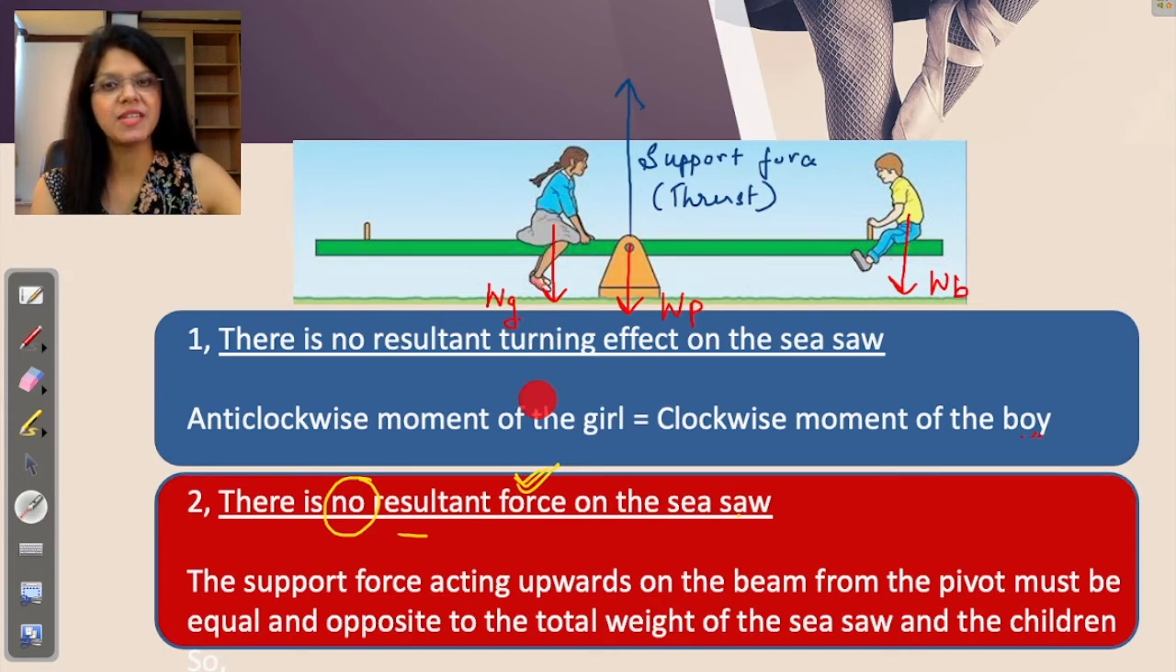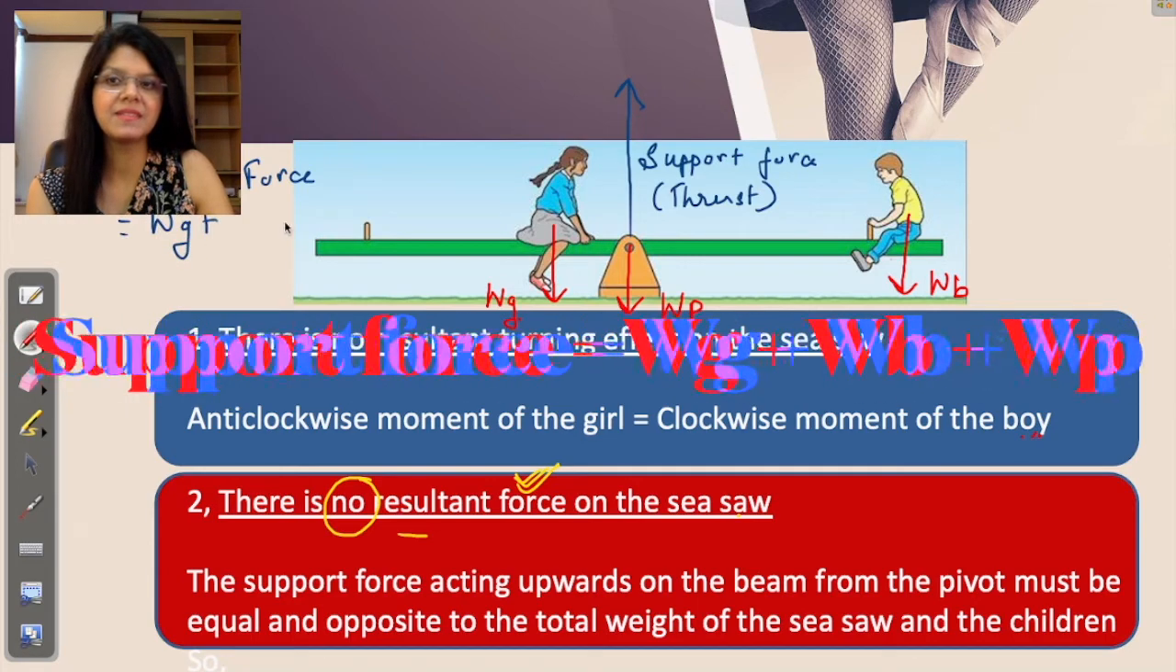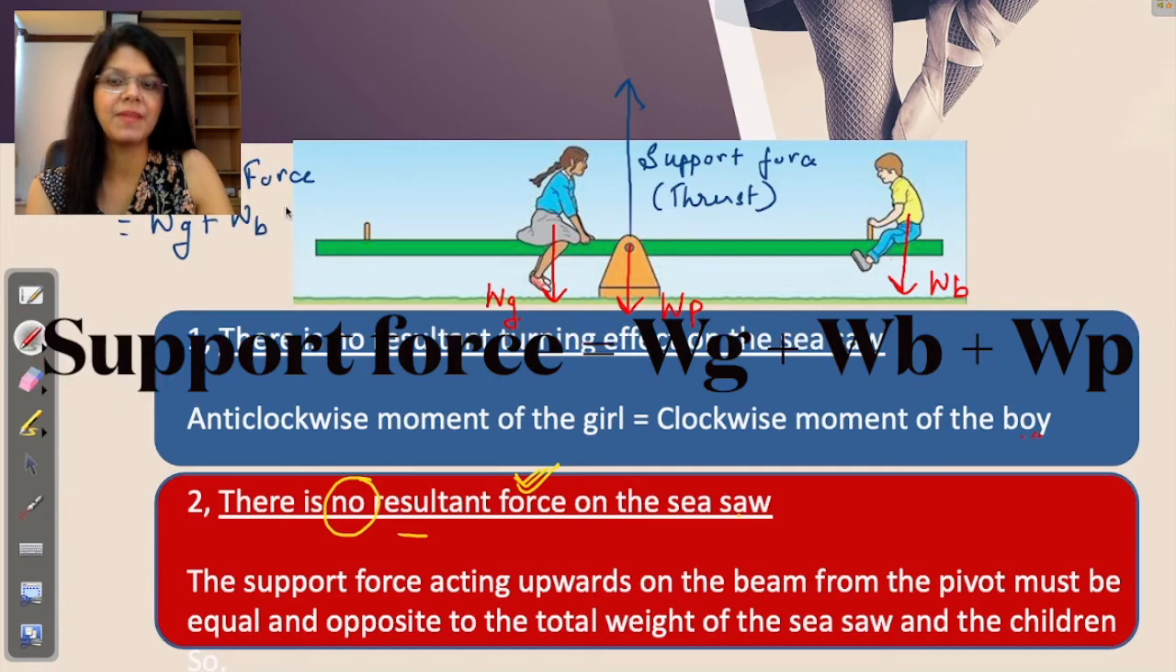The girl is pushing down, the plank is pushing down, the boy is pushing down. So there is an opposite force which is equal to the sum of all the downward forces. The support force is equal to the weight of the girl plus the weight of the boy plus the weight of the plank, or the weight of the seesaw.